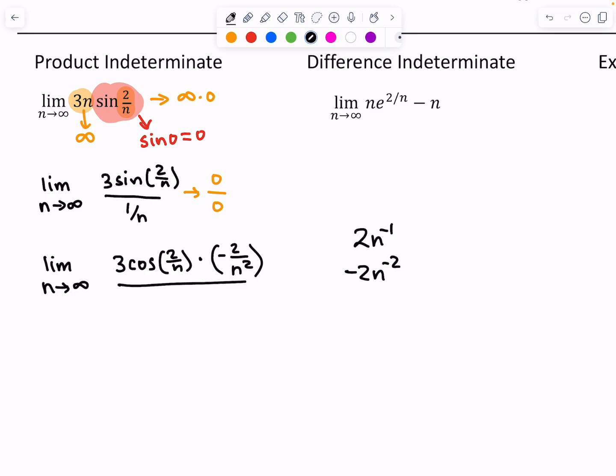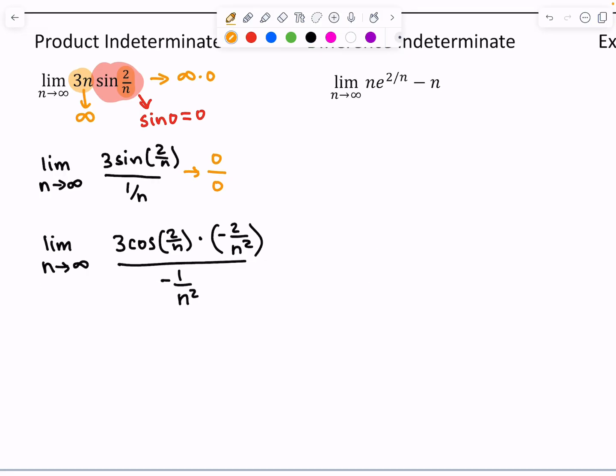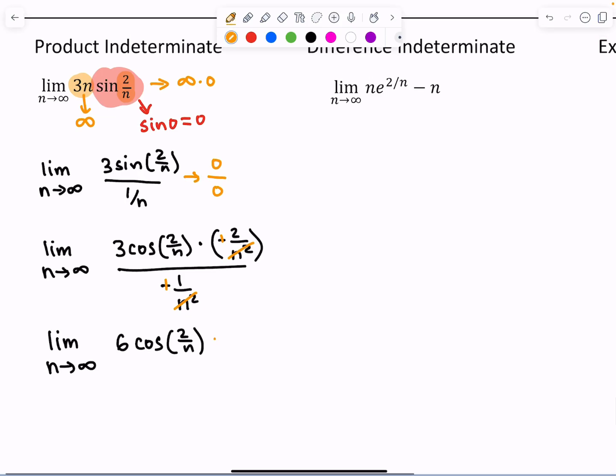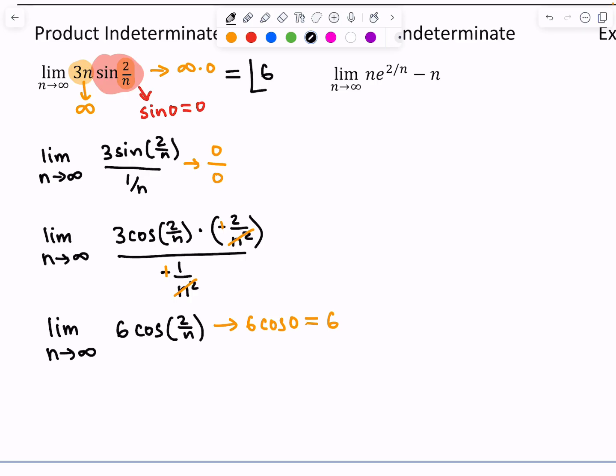And then all over, we differentiate the denominator. A 1 over n is n to the minus 1, and its derivative is negative n to the minus 2. In other words, negative 1 over n squared. Now we get some cancellation. The n squareds cancel, and the negative and the negative become positive. So this winds up just becoming the limit as n goes to infinity of 2 times 3, which is 6, cosine of 2 over n. And this sequence will get closer and closer to 6 cosine of 0. Cosine of 0 is 1, so this will just be 6, which means that the original limit is 6.